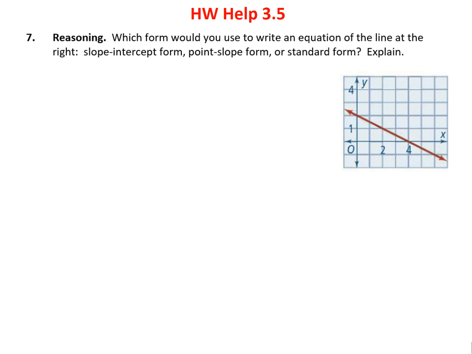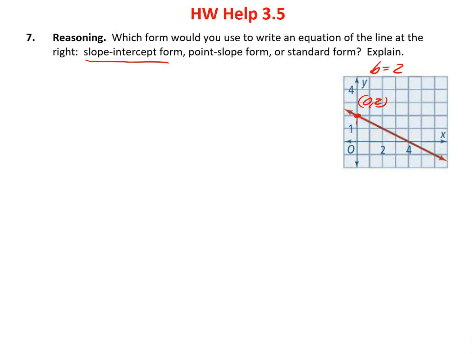Problem 7 asks us to do a little reasoning. Which form would you use to write an equation of the line at the right? The slope-intercept form, the point slope, or the standard form? Well, looking at it, the easiest one, I think, would be the slope-intercept form, because I can find a y-intercept right here. Notice that this is the point 0, 2. So that means that b equals 2, my slope-intercept. And I just had to find a slope here.